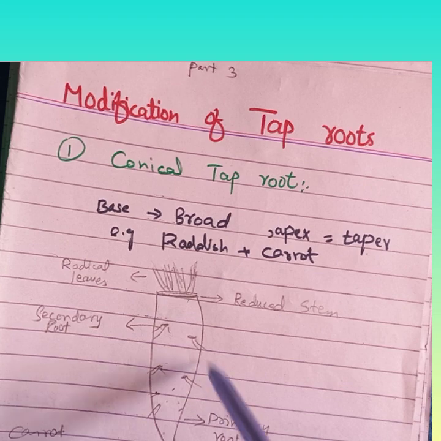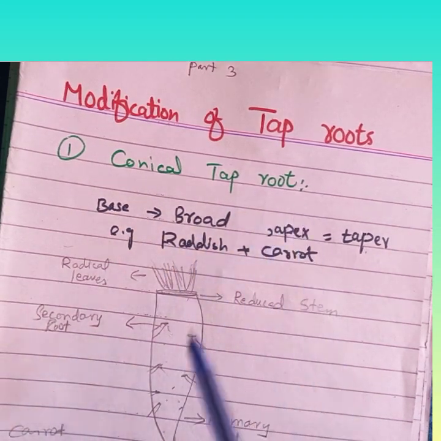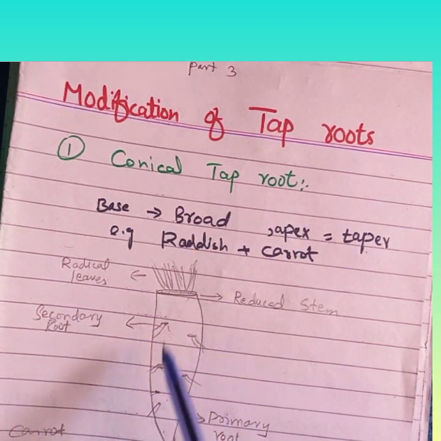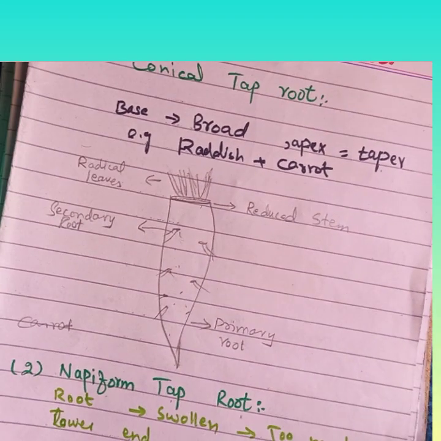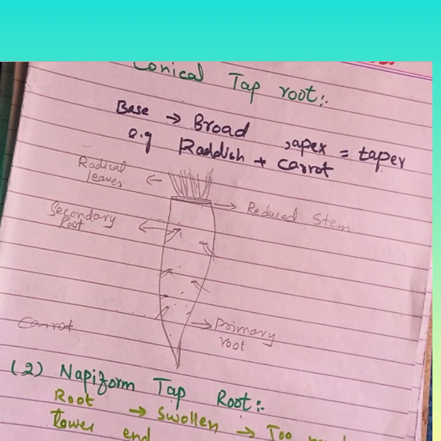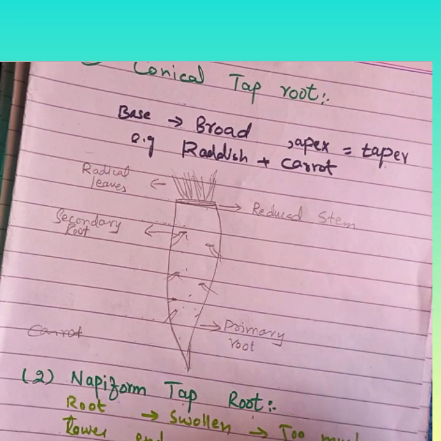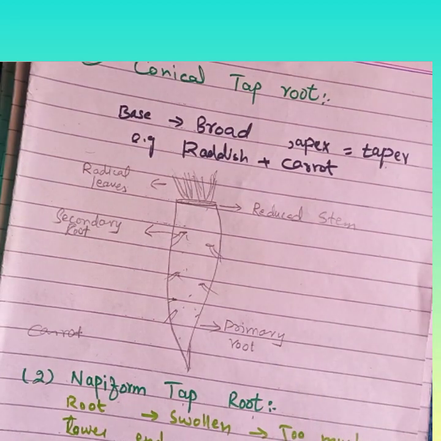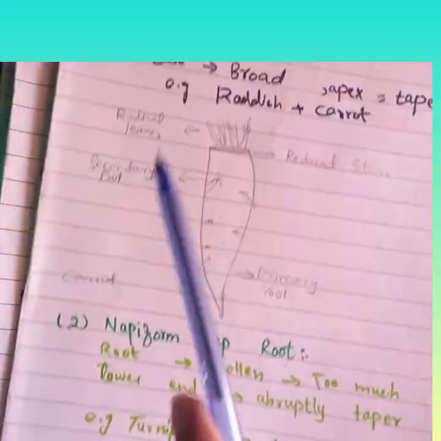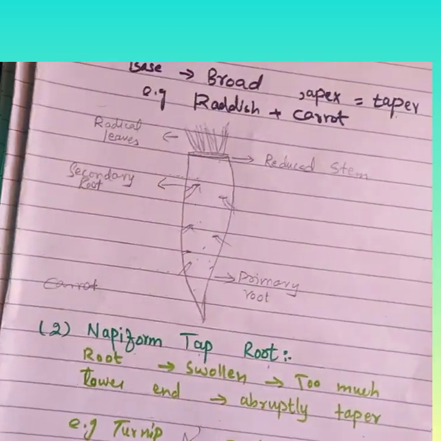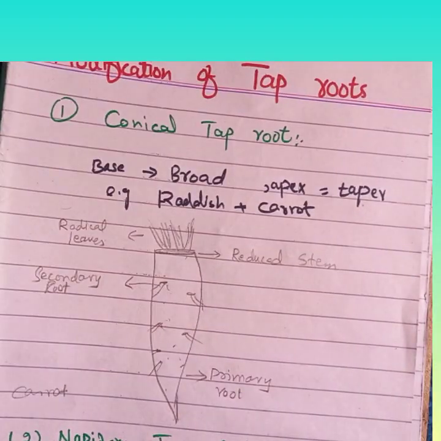For example, the first one is conical taproot. Now the root will assume the shape of a cone. You may see here in this diagram. Almost we have three types of modification of taproot, that is conical taproot, napiform taproot, and fusiform taproot. Now first we will discuss the conical taproot.